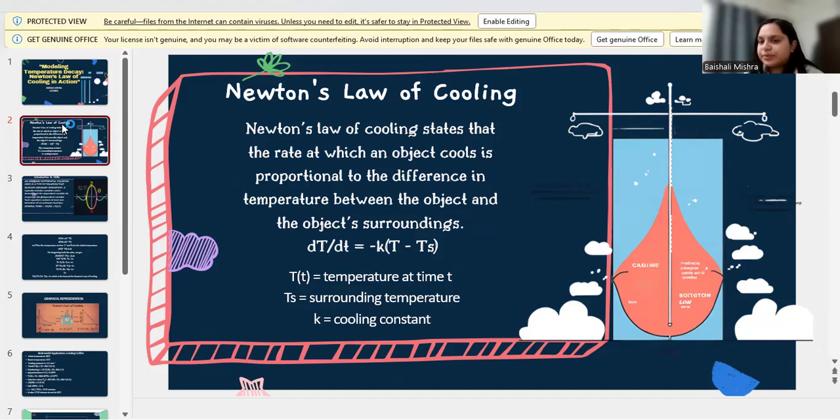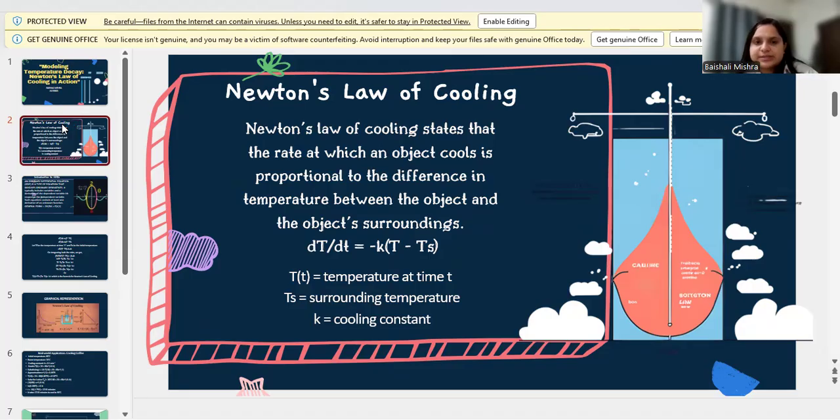The bigger the temperature difference between an object and its surroundings, the faster it cools. And as the object cools down, the temperature difference gets smaller and the cooling slows down. This is the reason why hot coffee initially cools faster but takes longer to reach room temperature. Mathematically, this cooling process follows a first order differential equation, which we will discuss next.